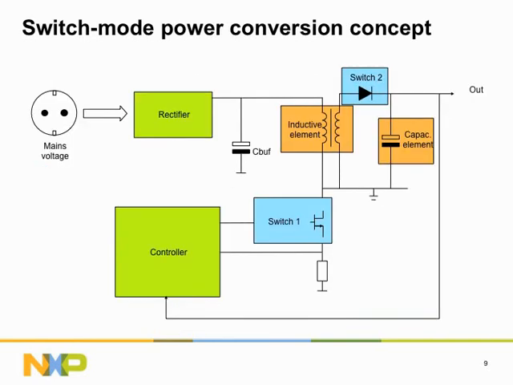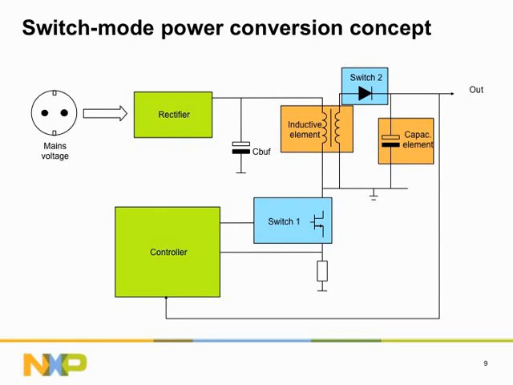To convert power from the AC mains voltage to some regulated DC output voltage, first the AC voltage is rectified using a full-wave or half-wave rectifier circuit. Now the voltage on the buffer capacitor is a DC voltage. The actual power conversion step is being performed by the two switches and the two energy containers, one an inductive and one a capacitive element. As an example, a flyback topology is shown.